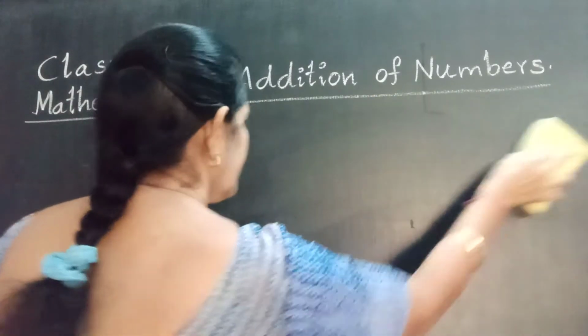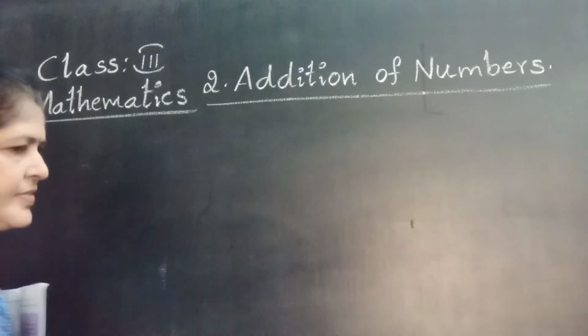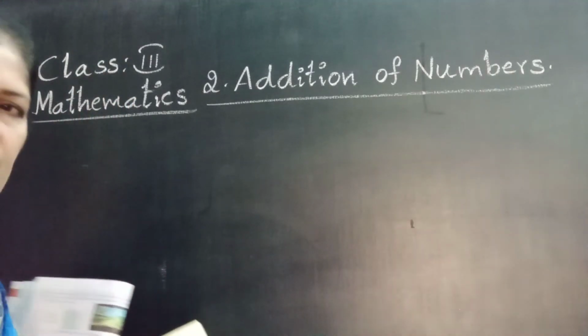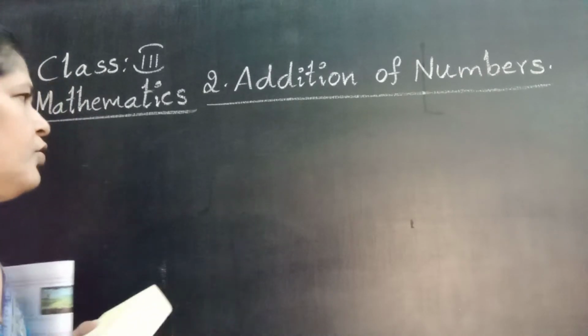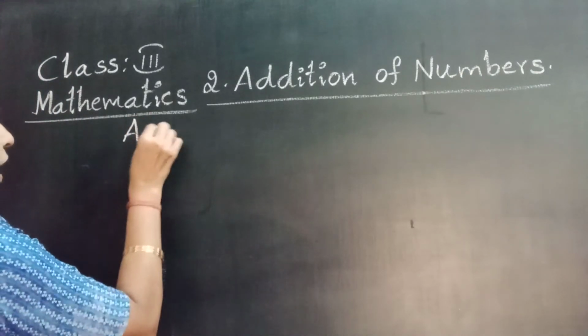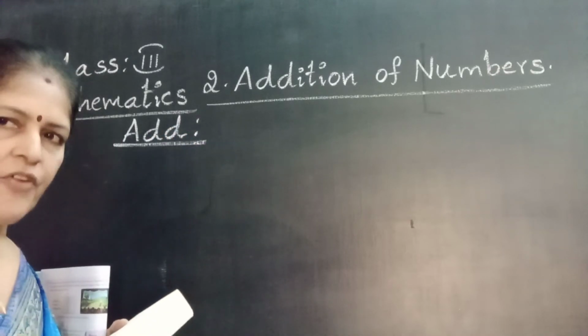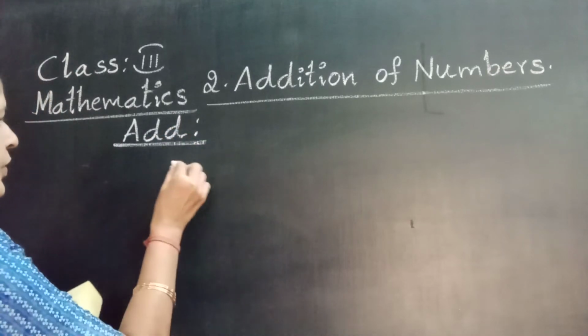Next, addition of 3-digit numbers without regrouping, with regrouping. Without regrouping, with regrouping. Add or find the total or find the sum.